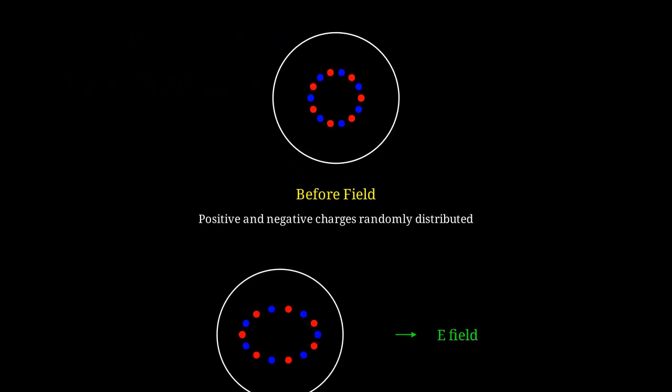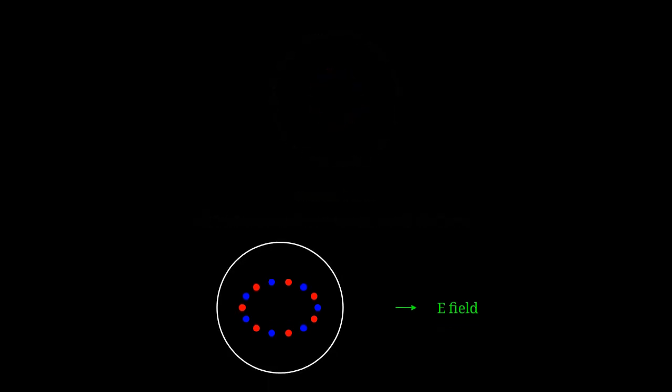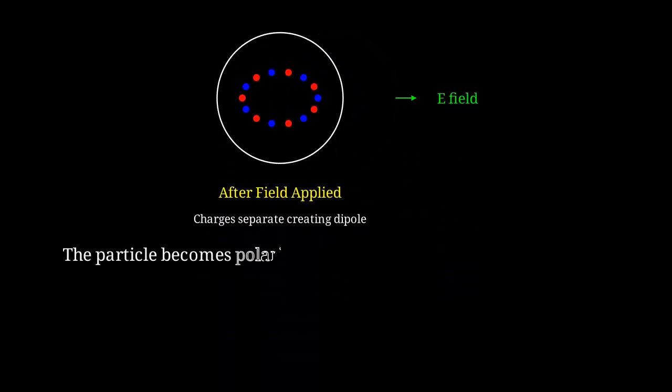Now, when we apply an external electric field, the positive charges get pulled slightly in one direction and the negative charges get pulled in the opposite direction. The particle develops an induced dipole moment. The particle becomes polarized. It's still electrically neutral overall, but now it has a positive side and a negative side. This induced dipole is the key to dielectrophoresis.